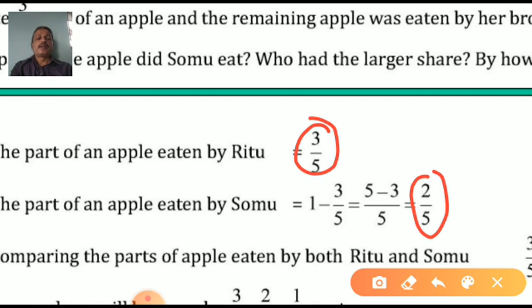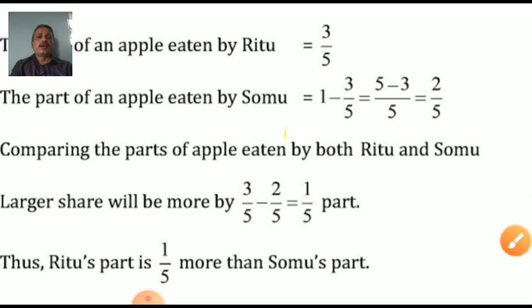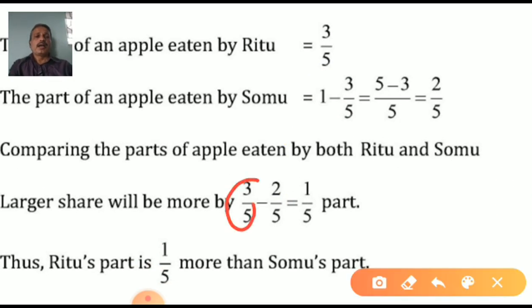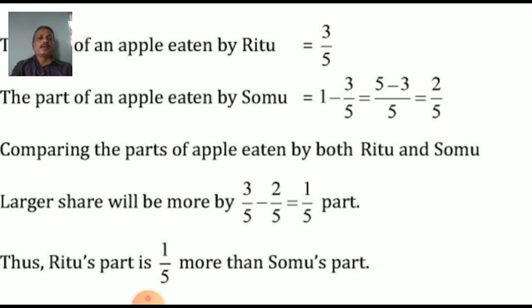Total is 1. So how much is more? We know bigger number minus smaller number. So here you have 3 upon 5 minus 2 upon 5. The answer is 1 upon 5. So Ritu ate 1 upon 5 more of the apple than Sonu.